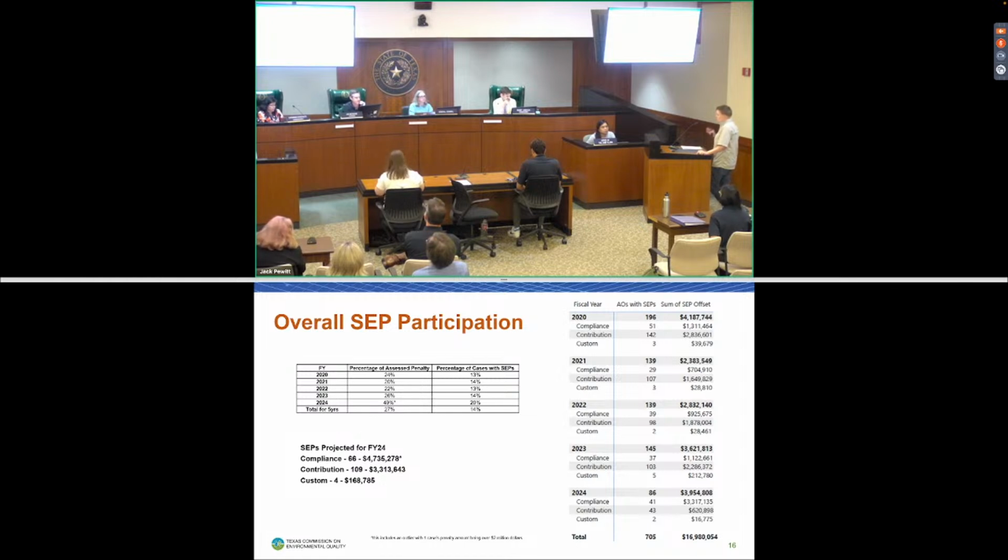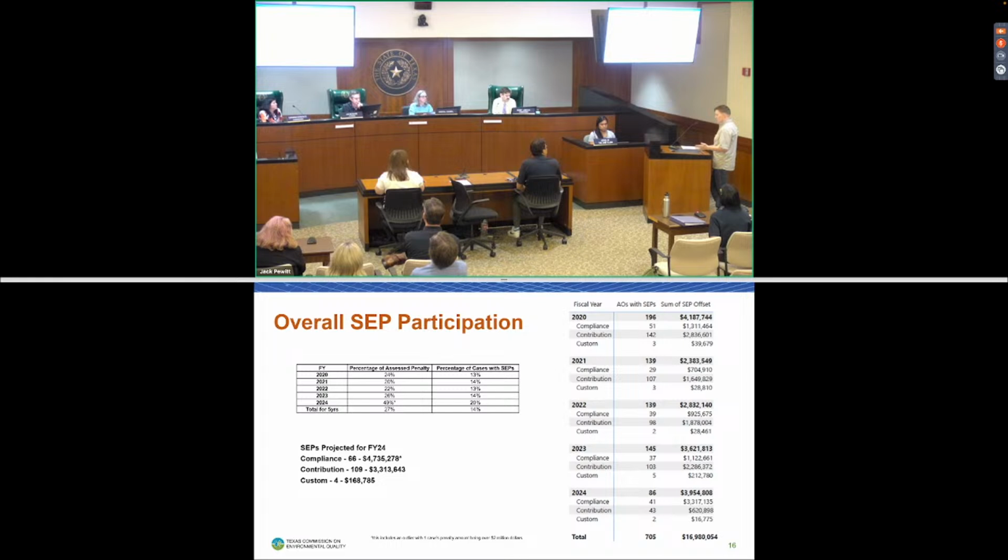So the table on the right of the slide is very similar to the table that I presented at the last work session, just updated for the last 5 fiscal years. For your reference, all of the metrics in this PowerPoint will be from fiscal year 2020 to May 1st of 2024, so mostly present.